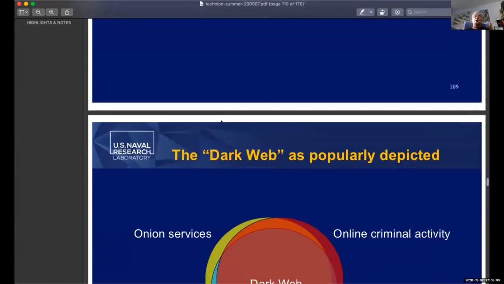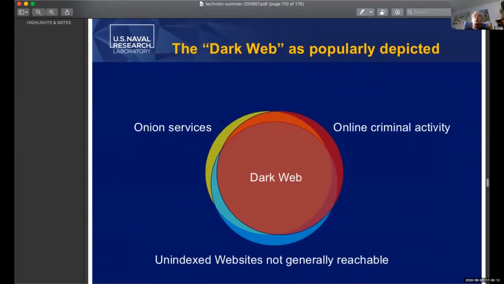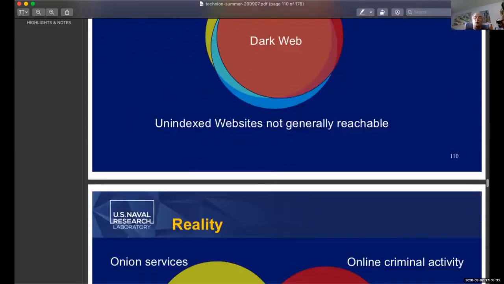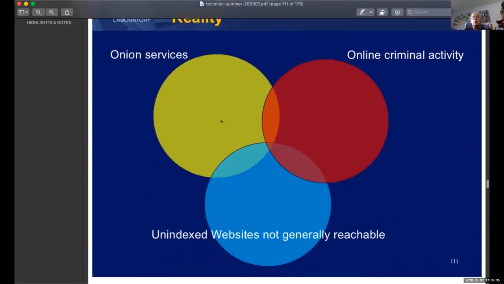So why do I say this is an illusion for the dark web? Well, this is the dark web as popularly depicted. There are these onion services out there, and there are all these criminals using them, and you can't really get to it easily. It's not indexed, and you need special arcane equipment, and that's where all these evil things happen on this dark web, when in reality it's much more like this.